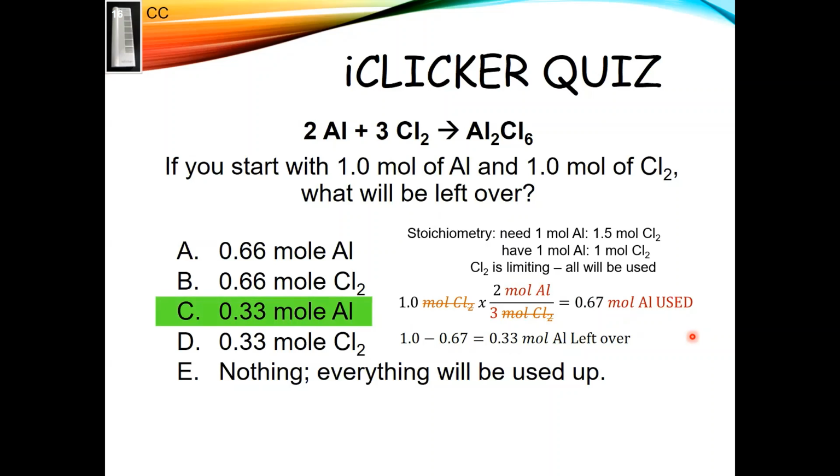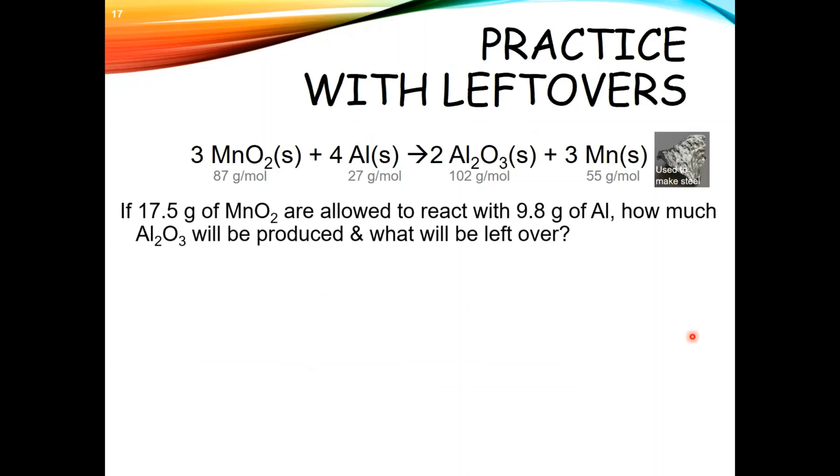It's fairly straightforward math, but it takes practice to get really good at it. Odds are you're going to mess up a few times before you get consistent at getting it right every time. Let's practice with a slightly more complicated problem here.